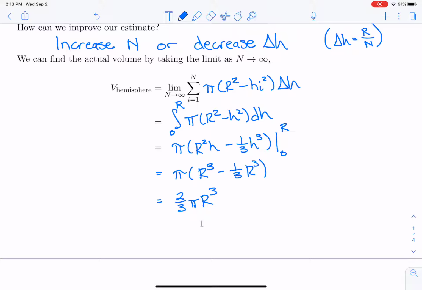And if you remember your formula for the volume of a sphere, that's 4/3 pi r cubed. And so this is a hemisphere, so that is half of the sphere.